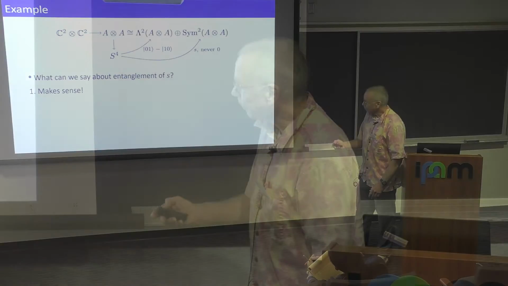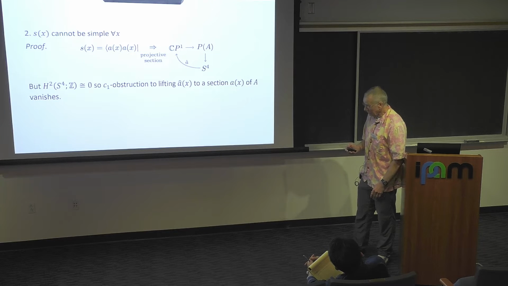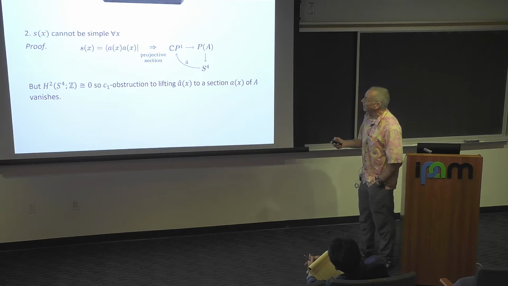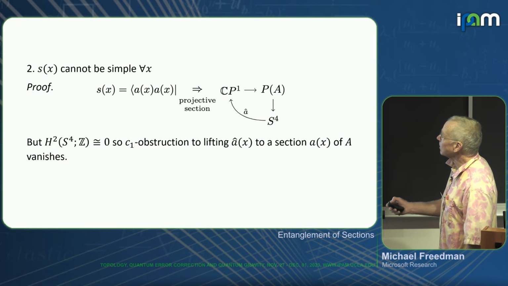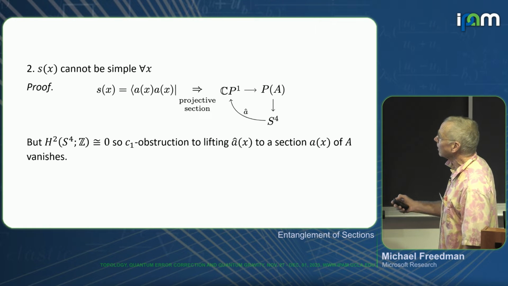We understand the tensor composition, but we don't have coordinates on the factors, but that's fine for talking about entanglement. Okay, so the first little fact, non-trivial fact, is that the section S of the symmetric square cannot be simple at all points. In other words, we can't have an unentangled section, meaning a section that's unentangled everywhere.